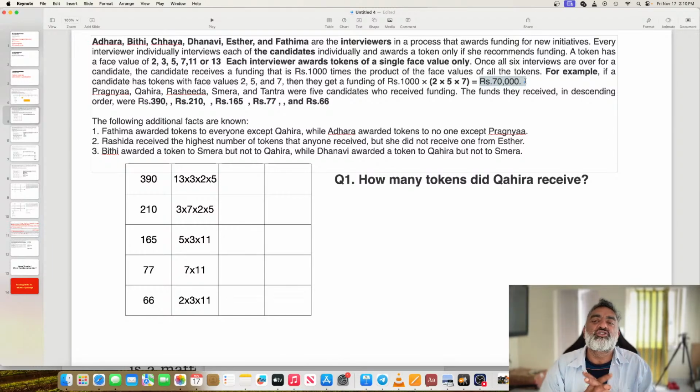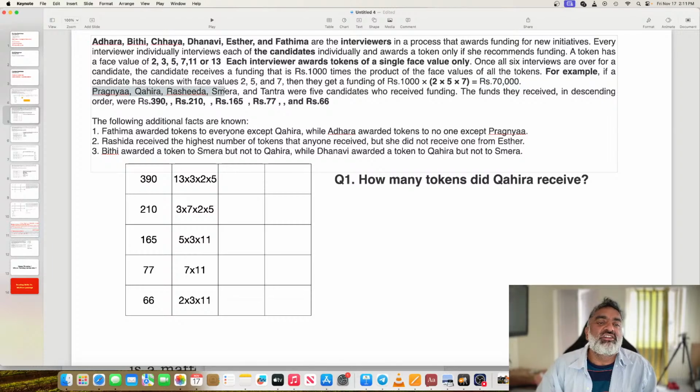So by now the story should be very clear to me. There are six interviewers. They will interview various candidates and, depending on if they want to fund the initiative, or very simply put, they will give or not give the token, and the interviewers have fixed numbers, right? Not fixed face values for the tokens that they give. So the story is very clear to me.